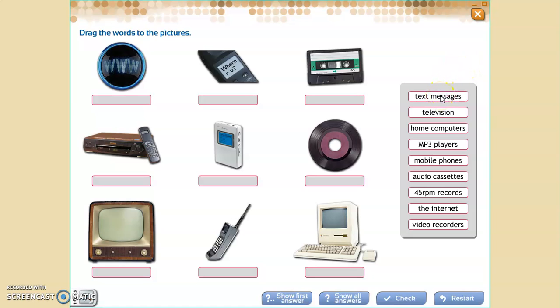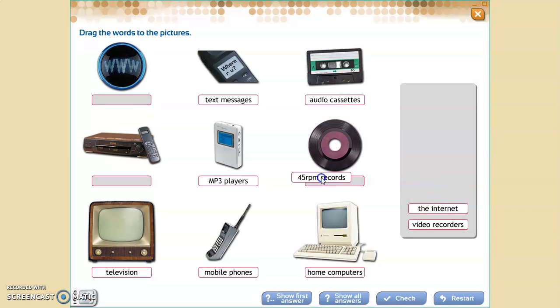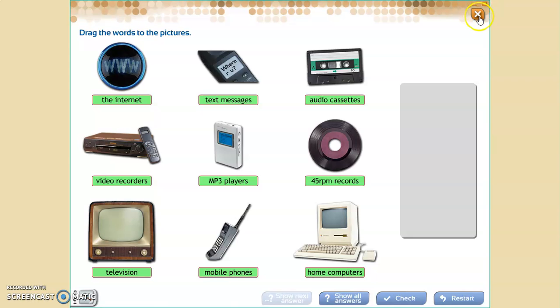So let's see, let me try. Text messages, this one looks like a text message. A TV, a very old looking TV is here. A home computer is right here. It's an Apple computer. An MP3 player is this item over here. A mobile phone is probably this item over here. An audio cassette is over here. A record is right here. The internet is the World Wide Web. And the video recorder is right here. Okay, so let's check the answers. And they are totally and absolutely correct.